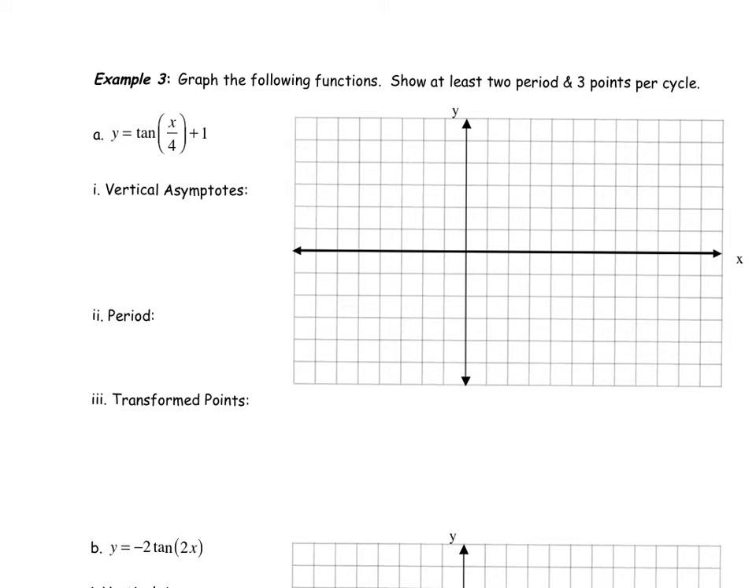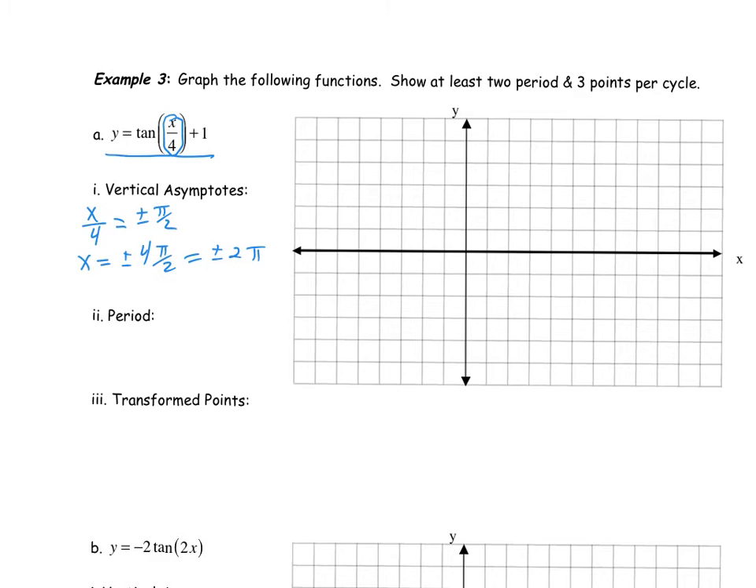In example 3a, we're going to graph y equals tangent of x over 4, plus 1. The first thing in our process is to find the vertical asymptotes. Now instead of having x alone inside the tangent function, we have x over 4. So we can solve the equation: when is x over 4 equal to plus or minus pi over 2, because the vertical asymptotes occur at plus or minus pi over 2 in the parent function. To solve this, I'll multiply both sides of the equation by 4. So I'll get x equals plus or minus 4 pi over 2, which is plus or minus 2 pi.